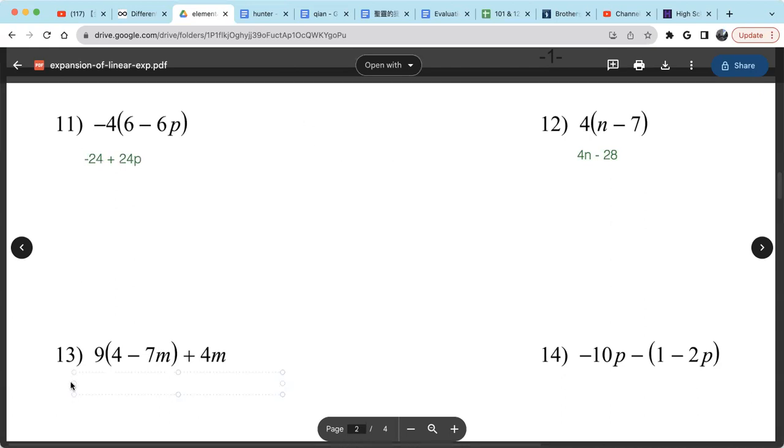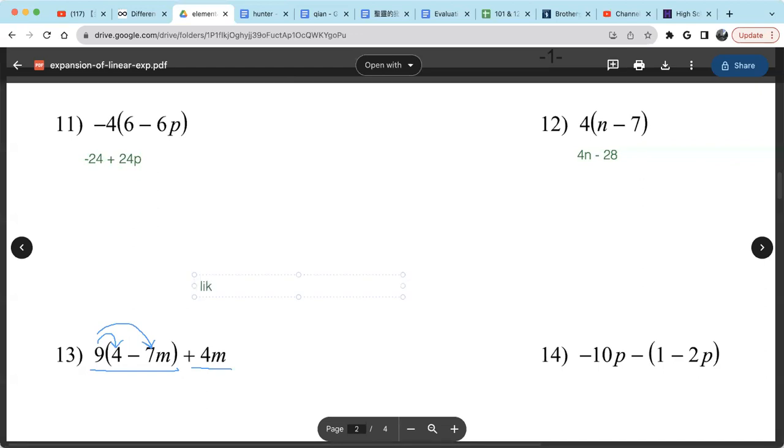For 13, it is a little bit different, but I'm going to distribute 9 first. Let me explain 13 a little bit. I have this factored form, and then I have another 4m. So what I'm going to do is distribute 9 first to 4 and to negative 7m. Then I combine like terms.